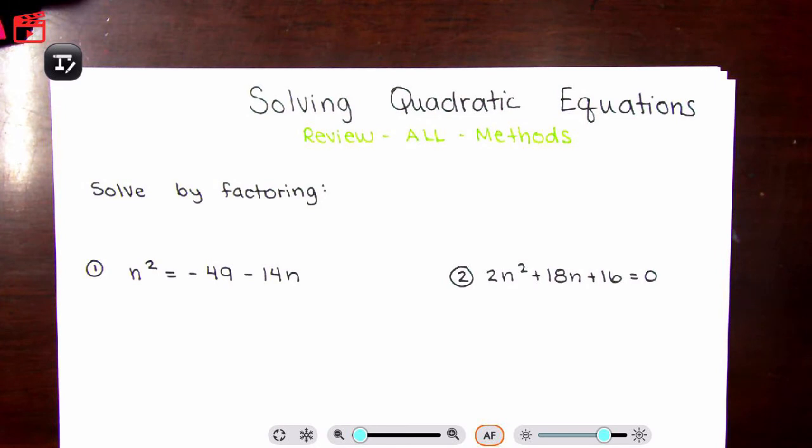In this video, we are solving quadratic equations. So this is a review for all things solving quadratic equations. We will be working with factoring, we will be working with square roots, completing the square, and the quadratic formula.